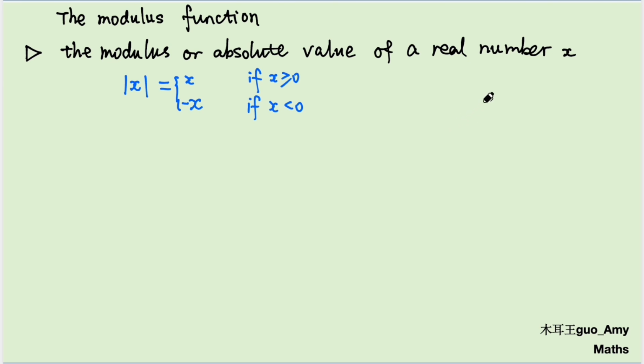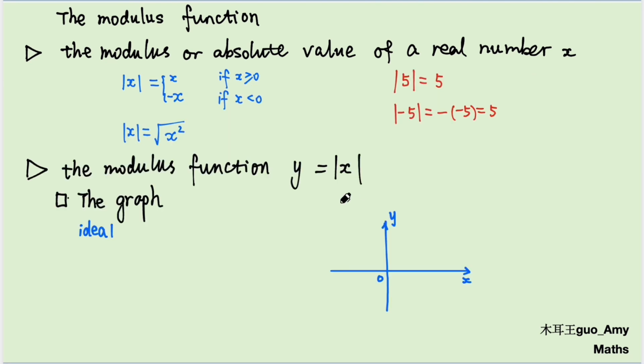Based on the definition, we will know that the absolute of 5 is 5. If we have negative 5, then the absolute of it will be the opposite of negative 5, which is equal to 5. The modulus value of x is also defined as the square root of x squared. If we let y equal the modulus value of x, then we will obtain the modulus function. We will focus on the graph of this function.